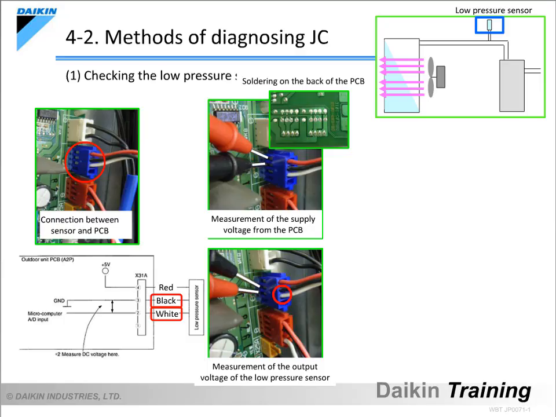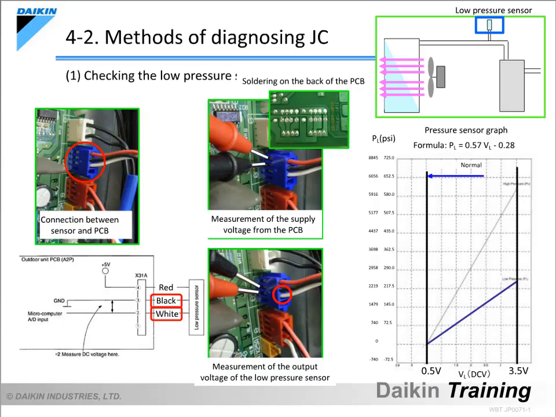To measure the DC voltage, set the tester to the DC mode. And, as shown in this photograph, place the tester's negative probe on the black wire at the low pressure sensor's connector and the positive probe on the white wire. If the voltage reading ranges between 0.5 and 3.5 volts, there is no problem with the pressure sensor. If the voltage is lower than 0.5 volts or higher than 3.5 volts, there is a problem with the sensor's internal components and the sensor must be replaced.